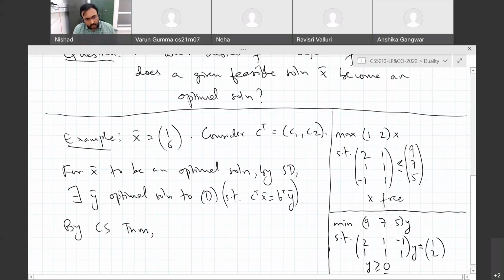So let's figure out what the tight constraints of x bar are. Because if a constraint is not tight, then the corresponding variable in the dual has to be 0. So let's look at the tight constraints of x bar. Right, so x bar is 1, 6. If you plug in 1, 6 over here, which ones are the tight constraints? Can someone tell me? Is it the first one, or the second one, or the third one?